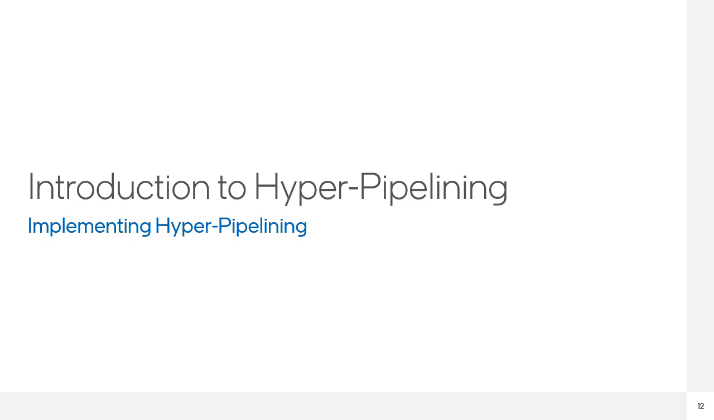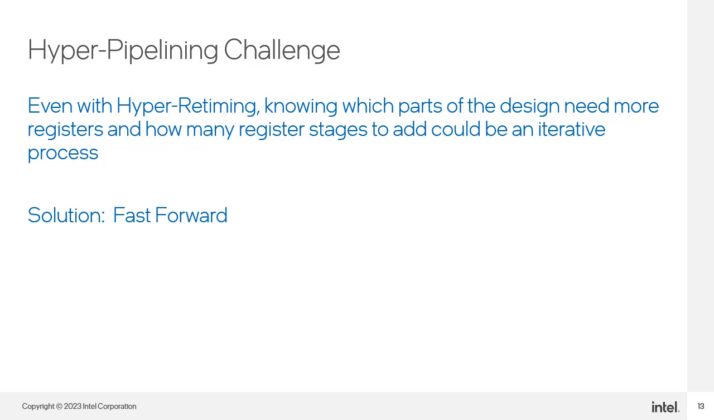In the next section, we will look at a methodology you can use to apply HyperPipelining to your Intel Hyperflex architecture design. Even though the hyper retimer can move registers along a path to an ideal location, still knowing how many registers to add and where in the overall design to put them to reach a particular target performance requires an iterative process. To solve this challenge, we go back to Fast Forward Compile.